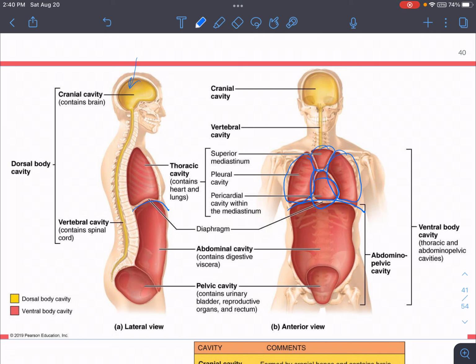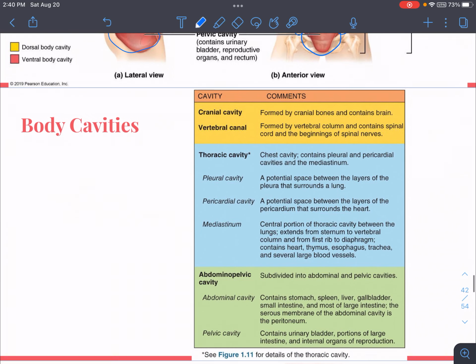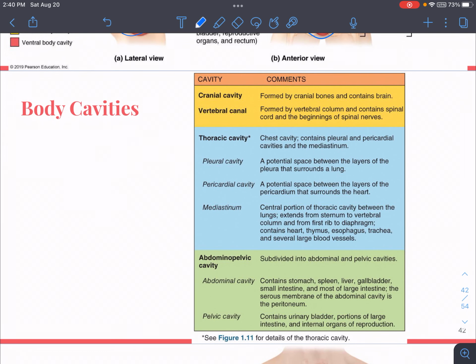So here's all your abdominal cavity that contains all of your digestive organs. And then you have your pelvic cavity, which is the internal reproductive organs, the urinary bladder, and your rectum are in that area. So here's another chart for you that talks about the different cavities and what are found in each of those cavities.